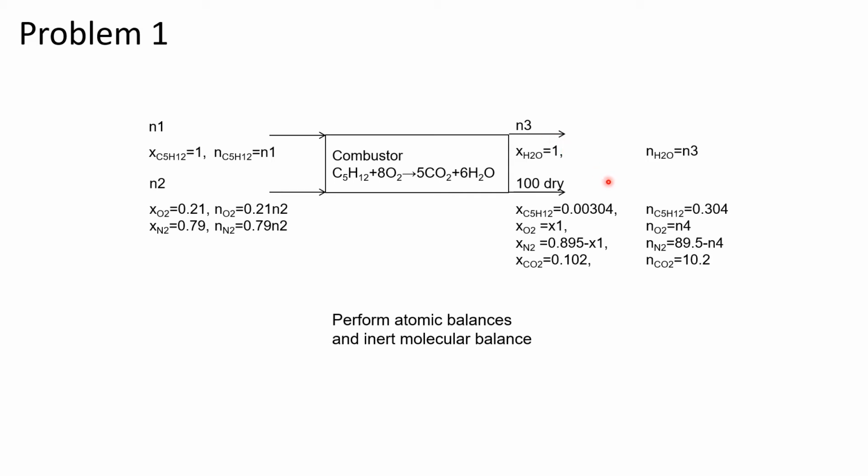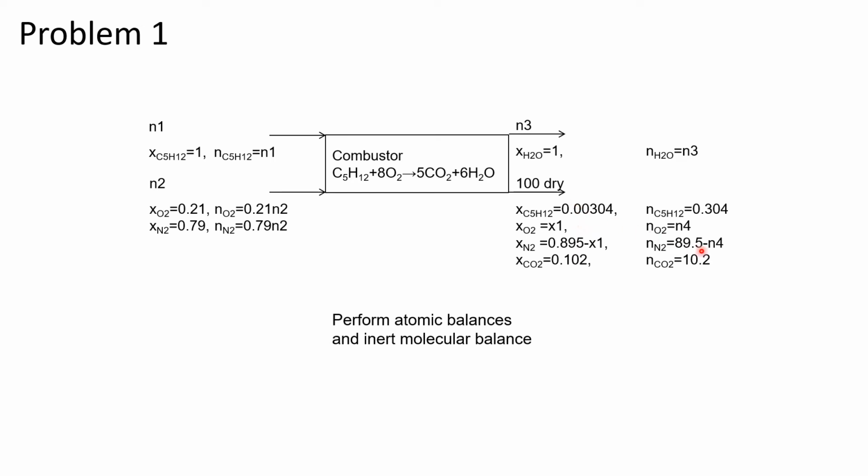And we can calculate the flow rate of each of the other components in this dry gas product stream by simply taking the mole fraction and multiplying it by the total flow rate. So it'll be 100 times the mole fraction. So the total flow rate of the pentane that's in the stream is just 100 times 0.00304, which is 0.304. For oxygen, we'll have to take x1 times 100. And we're going to represent this by the variable N4 instead of writing it out as x1 times 100. We could calculate the flow rate of nitrogen by taking 0.895 minus x1, times 100.